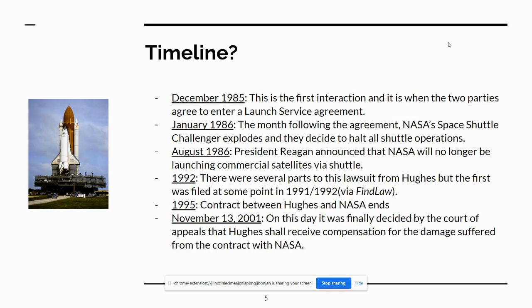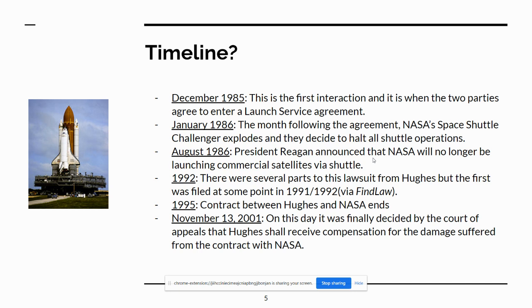So here we have a timeline of what happened. The first interaction between the two companies was December 1985. This is when they first signed the launch service agreement, and they decided to launch the 10 satellites for Hughes. And then about 1 month later, in January, the NASA space shuttle Challenger exploded, and they had to halt all operations. And a few months later, President Reagan announced that NASA would no longer be launching commercial satellites.